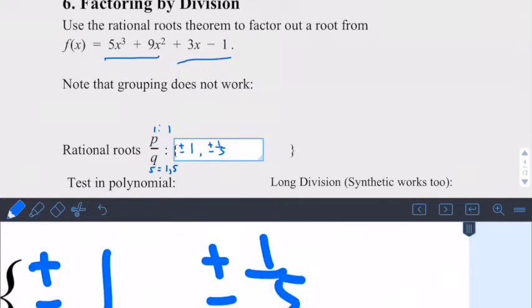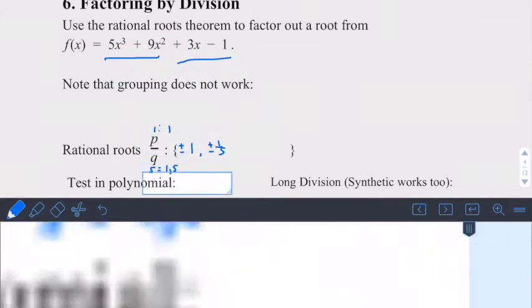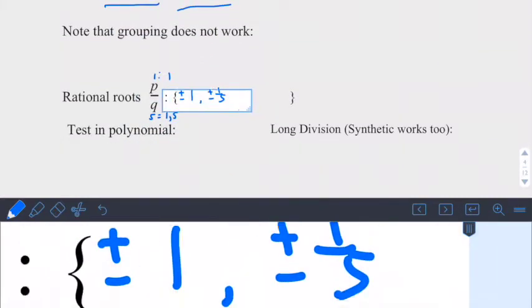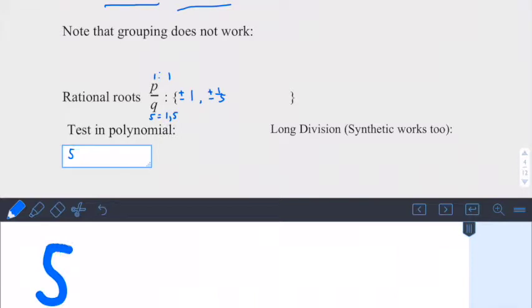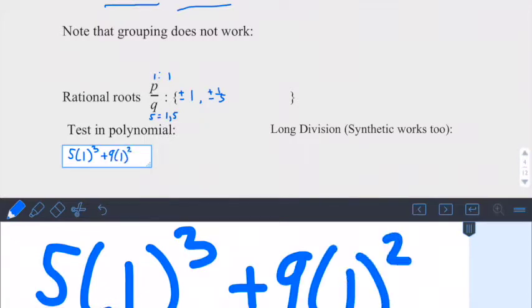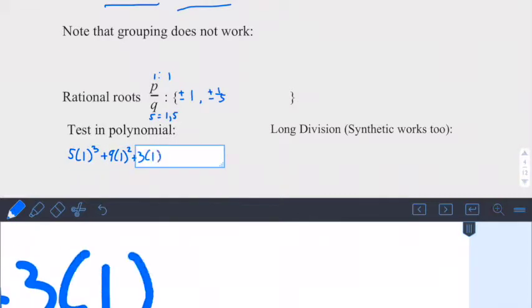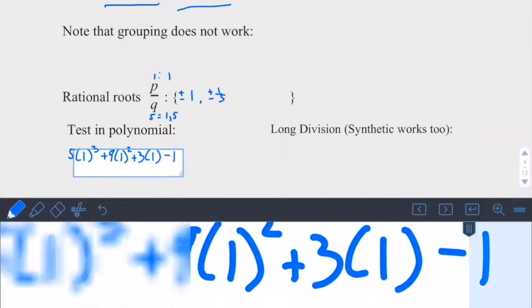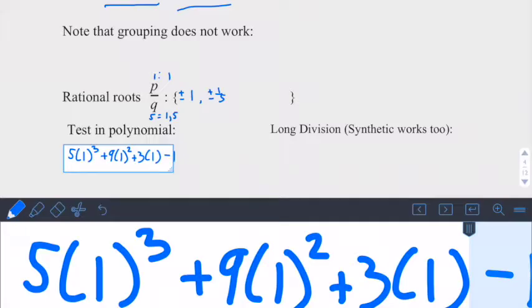So there's 4 options. So we can test all of these by plugging them in to our polynomial, right? So I'm going to start with 1. I'm going to say 5 times 1 cubed. And remember your parentheses. 9 times 1 squared plus 3 times 1 minus 1. And I'm going to go ahead and put all of that into my calculator.